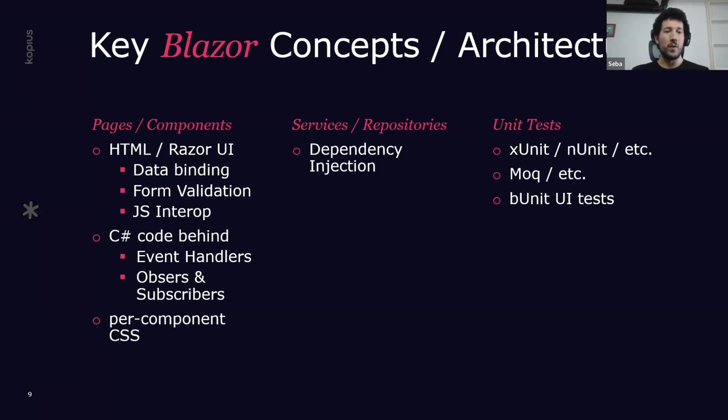helper. So our pages can be divided into an HTML or Razor syntax front end, and then we can have a code behind where all of our C# code lives. And then we can also have our CSS per component. We also get dependency injection, and we can do unit tests, for example, with XUnit, and we can do UI unit tests with a library called bUnit. And we can do mocks with Moq or whatever you like.